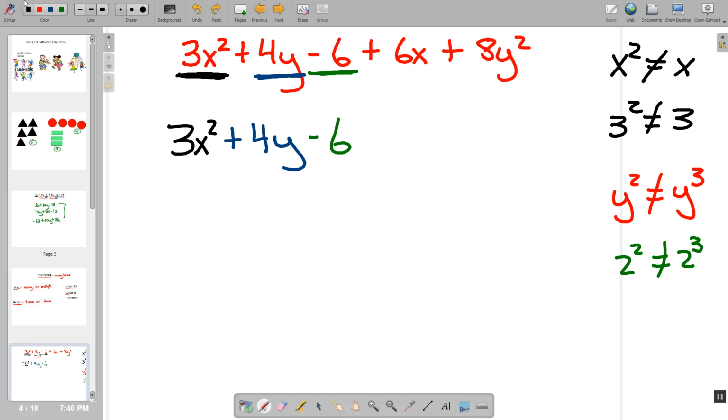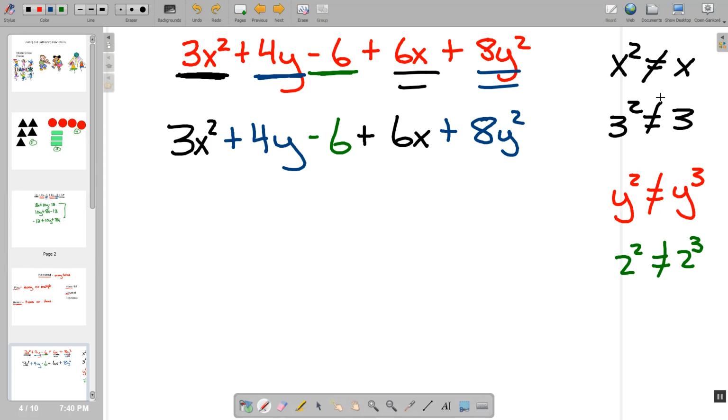You might be figuring out a pattern from here because 6x also cannot be combined. So I get 6x. And finally, the last term is y squared. 8 of them cannot be combined with anything else. So I actually have this polynomial cannot be simplified, it stays exactly the same. And I will give you a lot of problems like this.